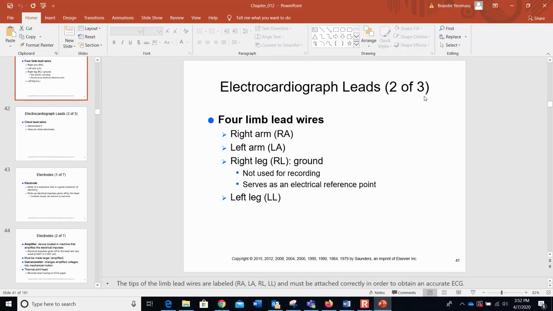So we have 4 limb wires. We have the right arm, the left arm, the right leg, and the left leg. What's important here is that you understand that the right leg is our grounding lead. So it does not serve any purpose for recording, but it only serves as an electrical reference point to ground for our electrical procedure that we're doing.